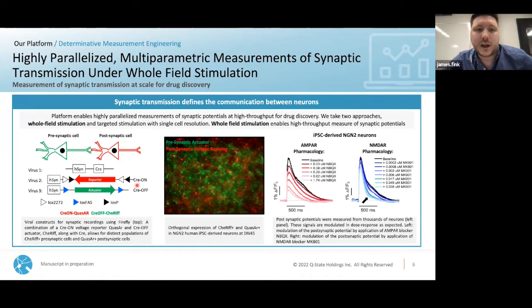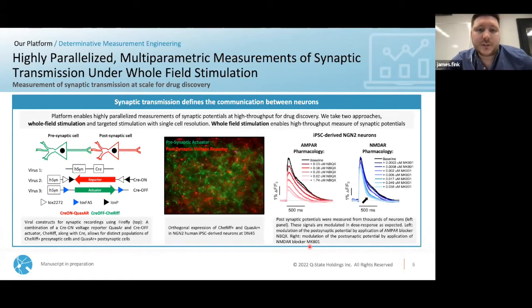And then we use a Cre-on version of these reporters and channel rhodopsins and a Cre-off version that then expresses them in orthogonal, non-overlapping populations, as seen in the center here. So you have a green population and a red population. And you can stimulate the green population with blue light and record signal from the cells in red light.